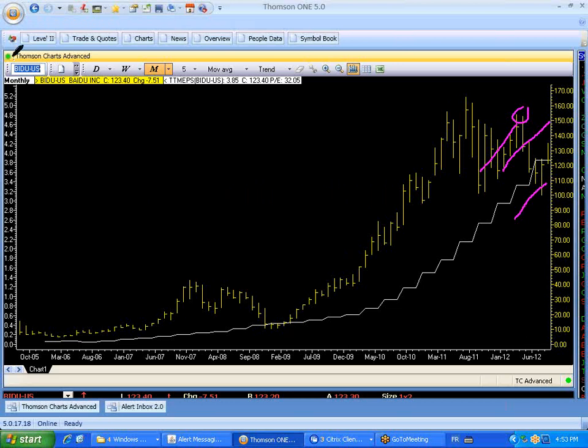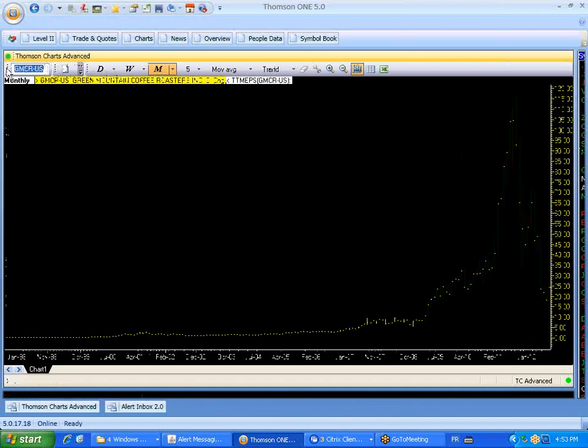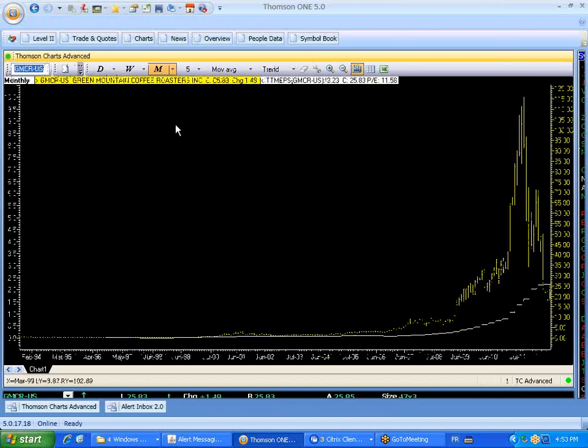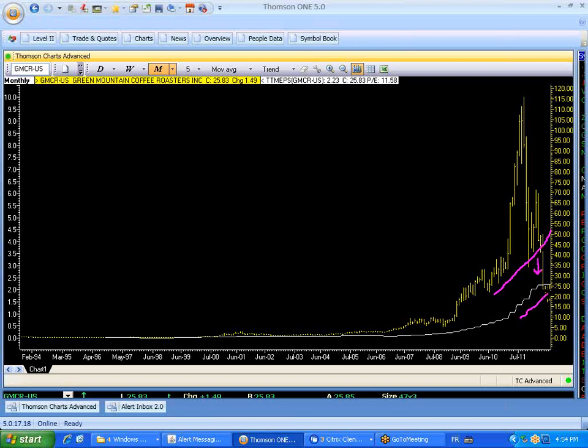Now, in the case of Green Mountain Coffee, let's have a look at Green Mountain Coffee. Just a minute, I'll just erase this. Okay, now let's go over to Green Mountain Coffee. And here's what it looks like. And again, we had a valuation reset. Green Mountain Coffee went from being in a low valuation zone over here, and then it actually fell down. And this is when you had the valuation reset there.